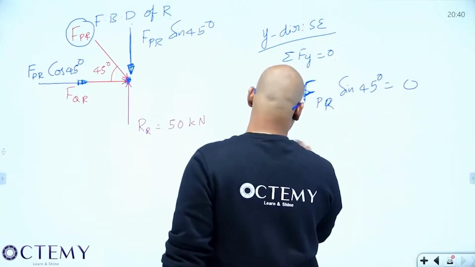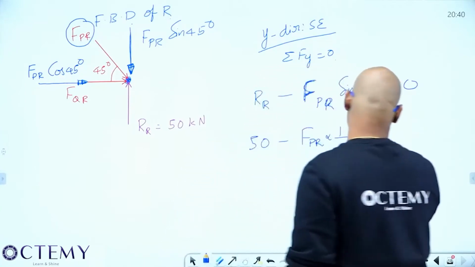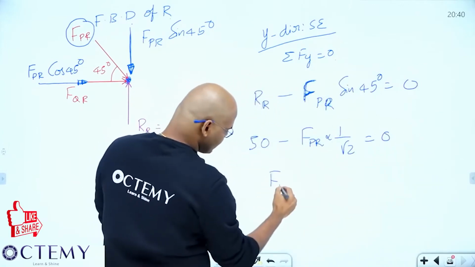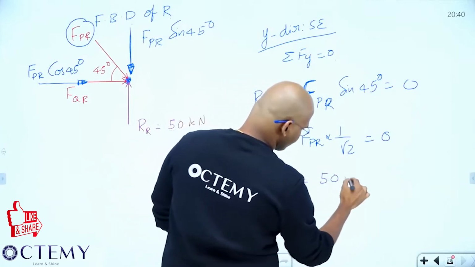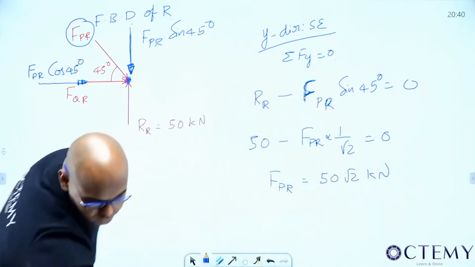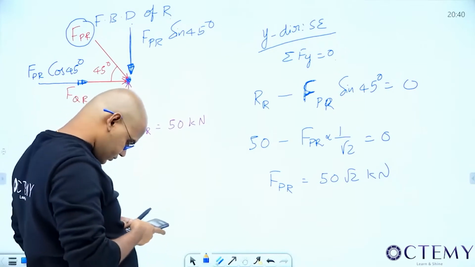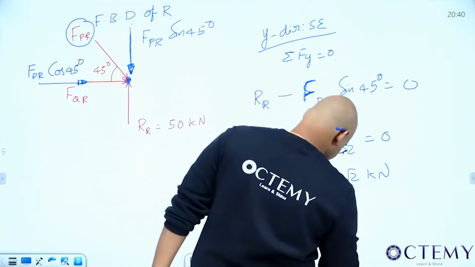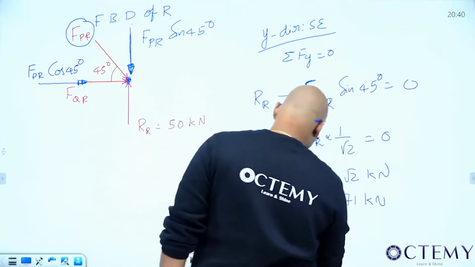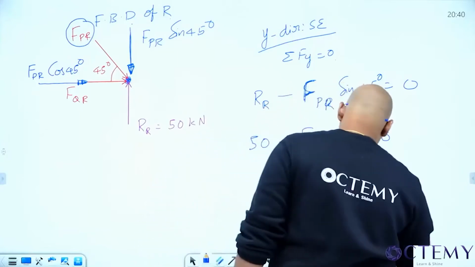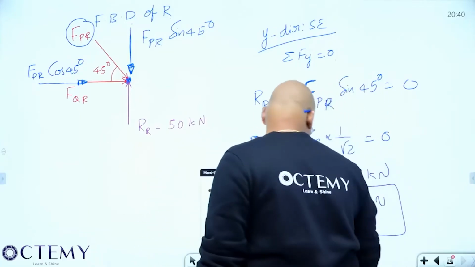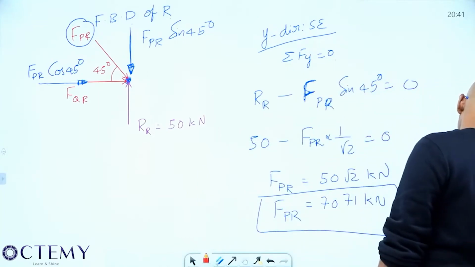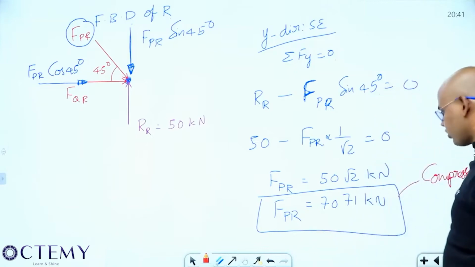RR is 50 minus FPR into sine 45, 1 by root 2, is equal to 0. Send that to the other side, so into root 2. FPR is equal to 50 root 2 kilonewtons. What is 50 root 2? 70.71. Is it coming positive or negative? Positive. So what's the meaning of that positive? The member is under compression. I got compression and I got the value already.